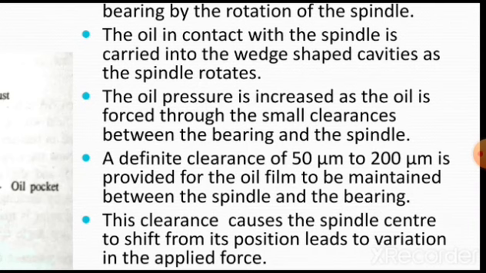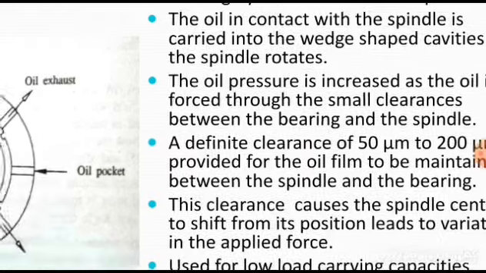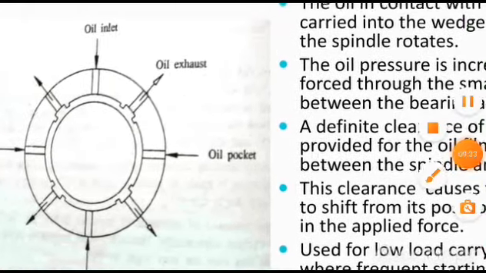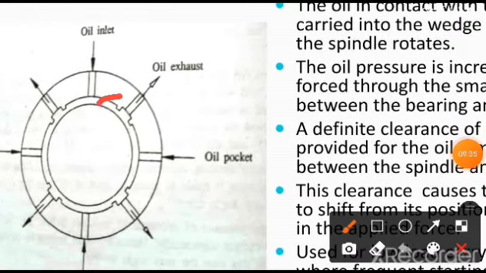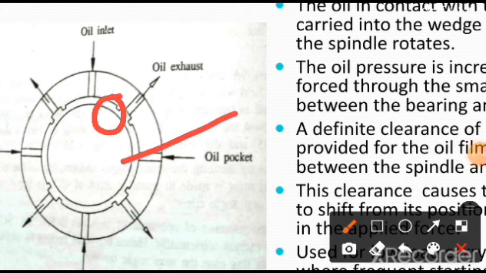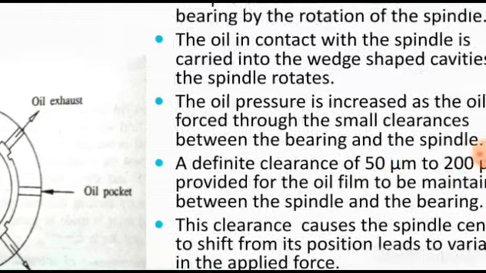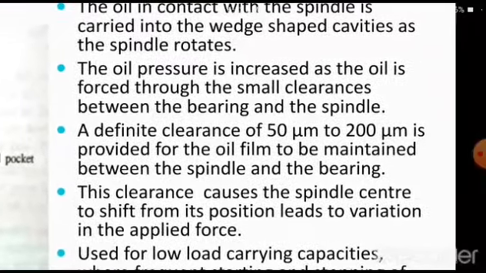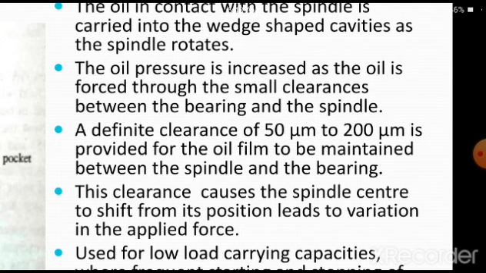A definite clearance of 50 micrometer to 200 micrometer is provided for the oil film to be maintained between the spindle and the bearing. As you are going to see, this is called the clearance. That is the gap which you are going to see here, and that itself is called the clearance. Because this is the spindle and this is a stationary element, the space in between is approximately 50 micrometer to 200 micrometer, in order to maintain the thin film of oil continuously when the spindle is made to rotate.